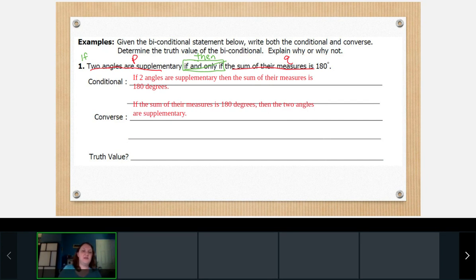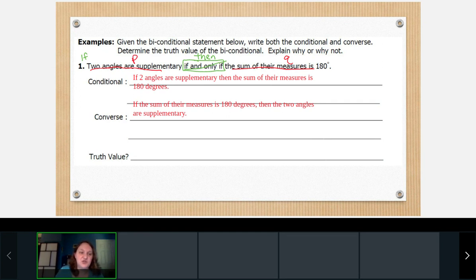Okay, so when given a biconditional, you can rewrite it as its conditional and converse by finding the words "if and only if," turning them into the word "then," and throwing an "if" at the front of the sentence. So now you have an if-then statement.